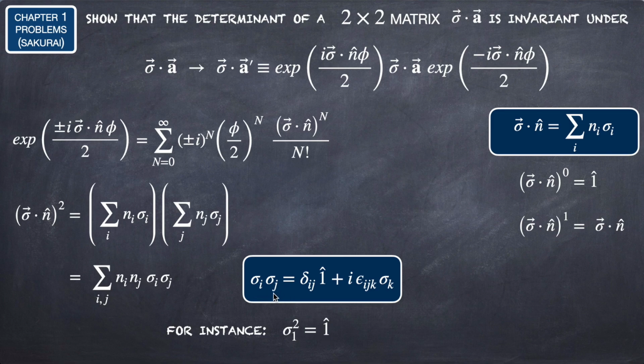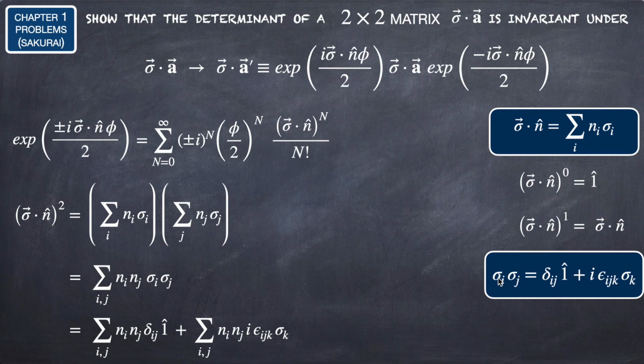And when they are different, then the delta is going to be 0, and the epsilon, the Levi-Civita tensor, is going to be +1 or -1, depending on if it's a cyclic or anticyclic sequence of i, j, and k. So, for instance, sigma 1 and sigma 2 multiplied is equal to i sigma 3, which is exactly what we expect.